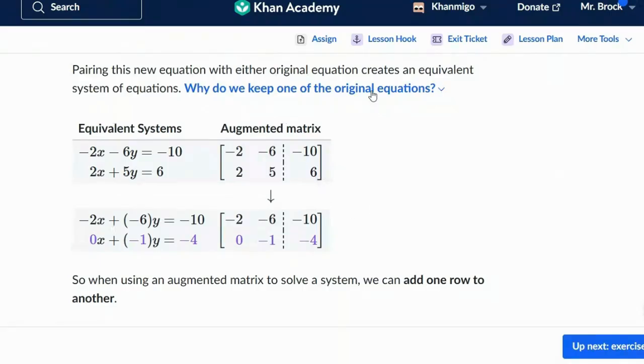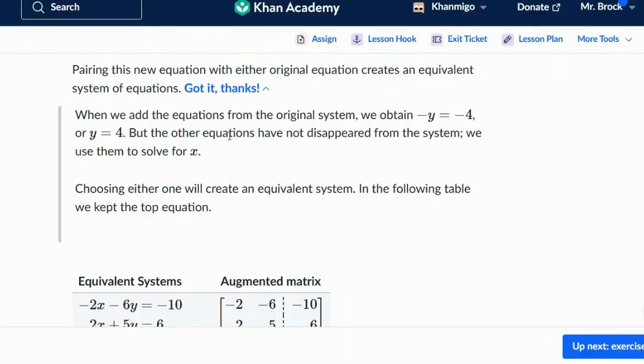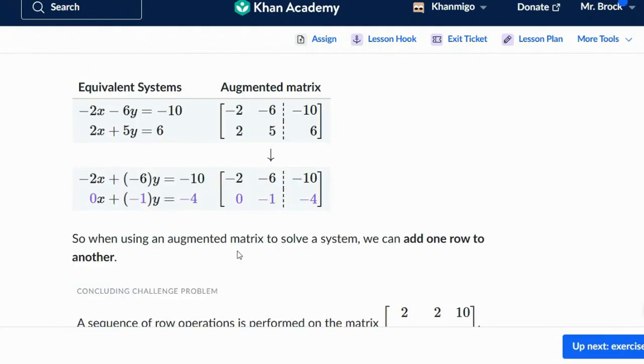Why do we keep one of the original equations? When we add the equations, we obtain negative y equals negative 4, or y equals 4, but the other equations have not disappeared. We use the other equation to solve for x. We'll use that equation next, and we'll get that to be an x equals.